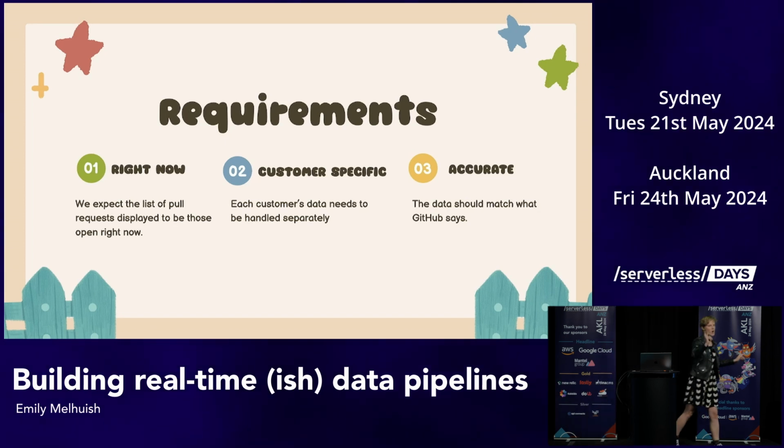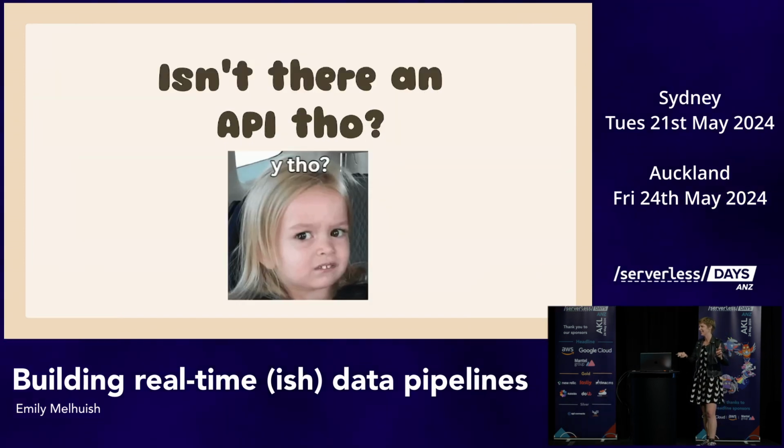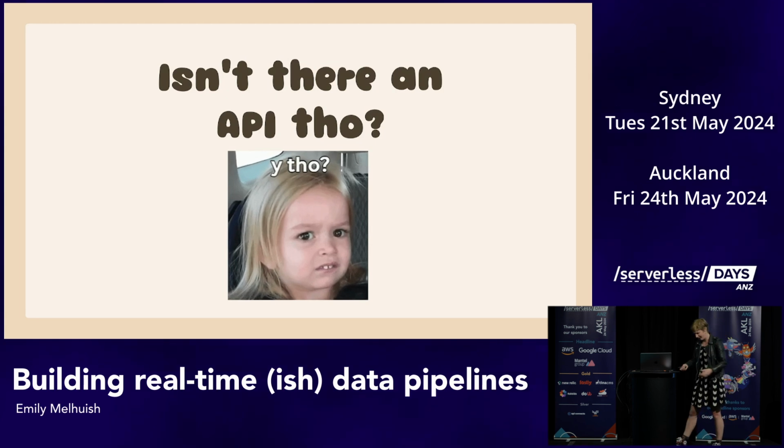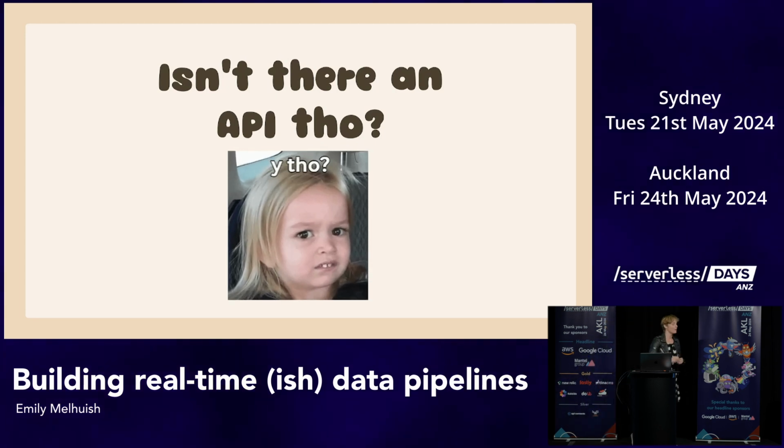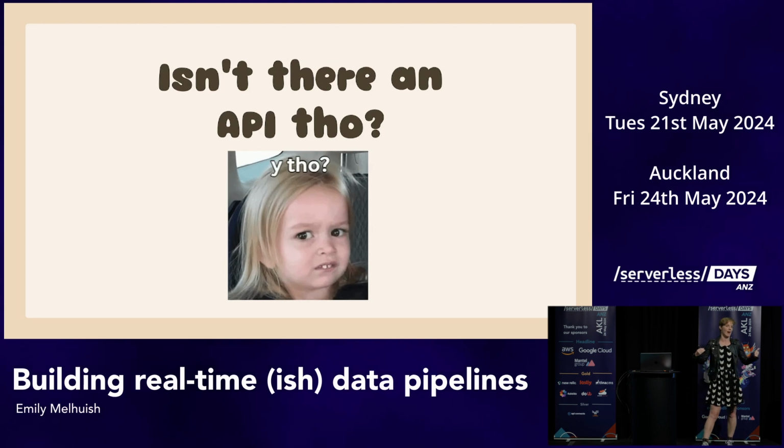Now, I know what you're thinking. Emily, isn't there an API though? This is GitHub. There's a REST API. There's a GraphQL API. Why am I even doing this talk? Well, a little fun thing about GitHub, when you are an organization that integrates with it to then integrate with other organizations' GitHubs, is that there's actually a global rate limit on the API. So we found that out the hard way. And when you hit that rate limit, you're locked out of GitHub for an hour.